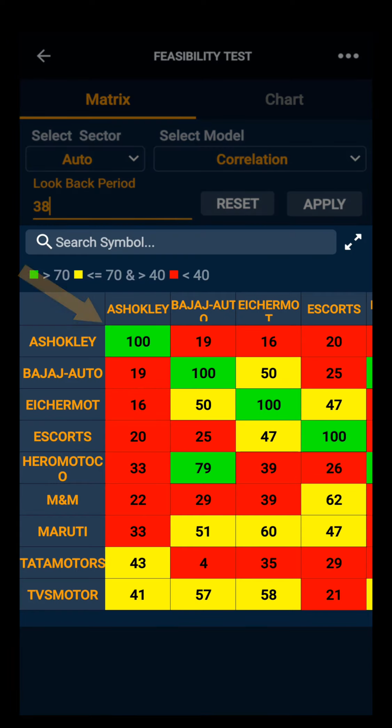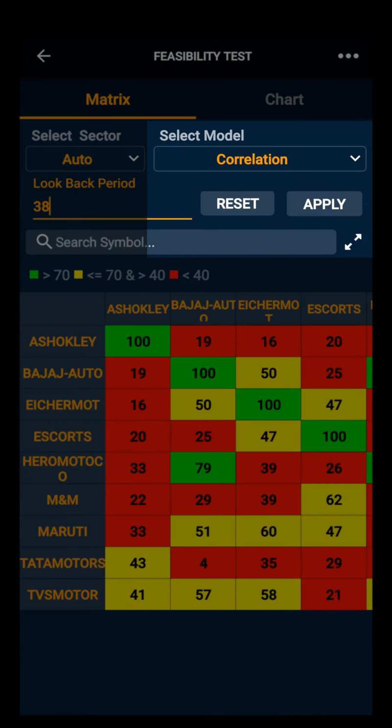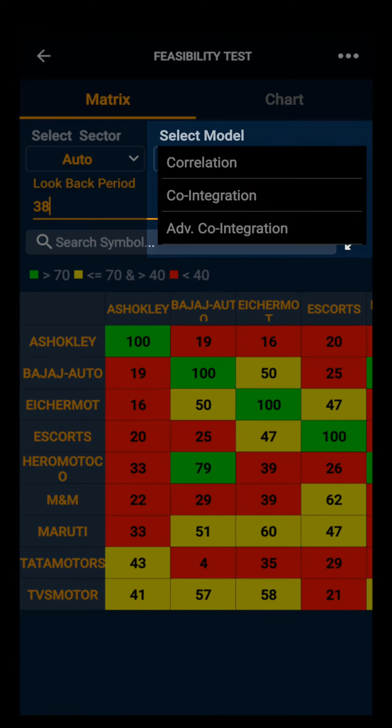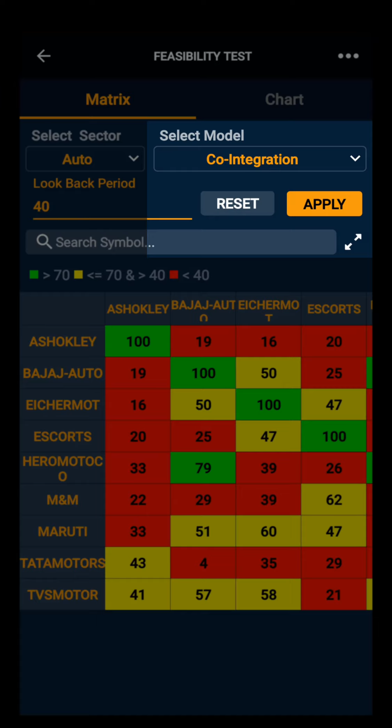The green box indicates a very strong correlation, which is above 70. The yellow indicates stable correlation, which is between 40 to 70. And red indicates very less correlation, which is below 40. Now we will select co-integration and apply.